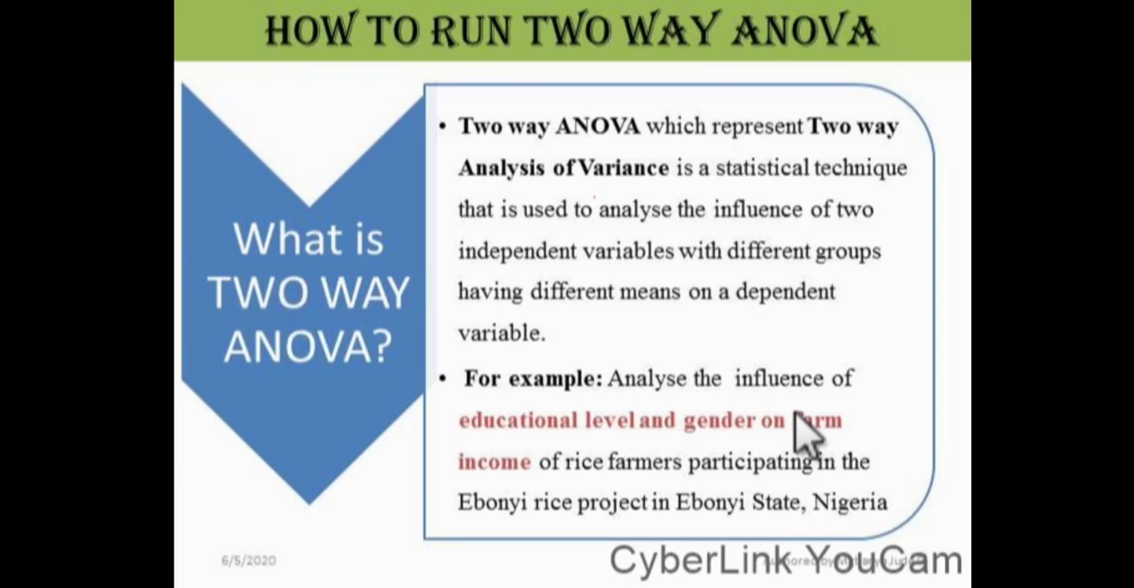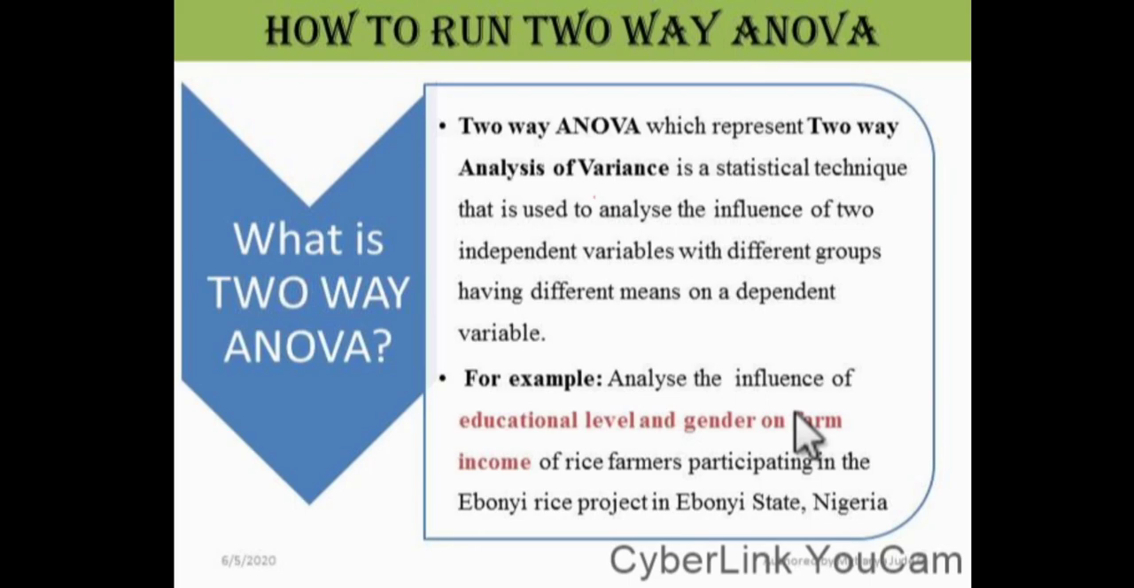For this objective, the appropriate tool for its analysis is Two-Way ANOVA, because it has two independent variables and one dependent variable, and we are trying to determine the interaction effect between the two independent variables on the dependent variable. And these independent variables, for example, educational level, has different groups like primary, secondary, and tertiary levels. And gender on its own has different groups like male and female.